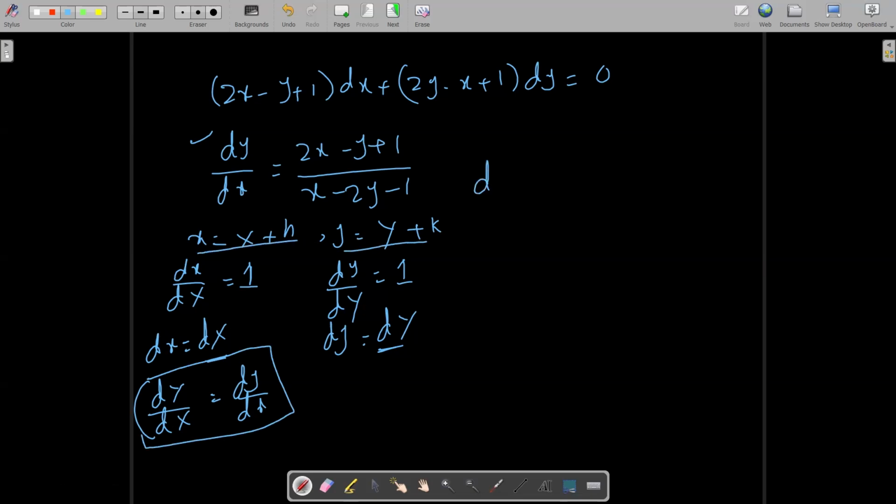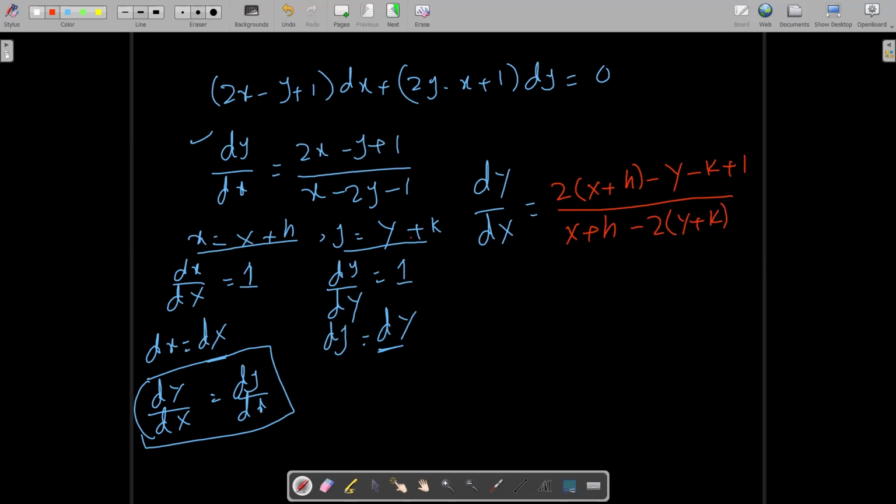So it's going to be capital dY by dX equals 2 times (capital X plus h) minus y, which is capital Y plus k, so negative Y negative k, plus 1, over small x, which is capital X plus h, minus 2 times (capital Y plus k) minus 1. You got it?